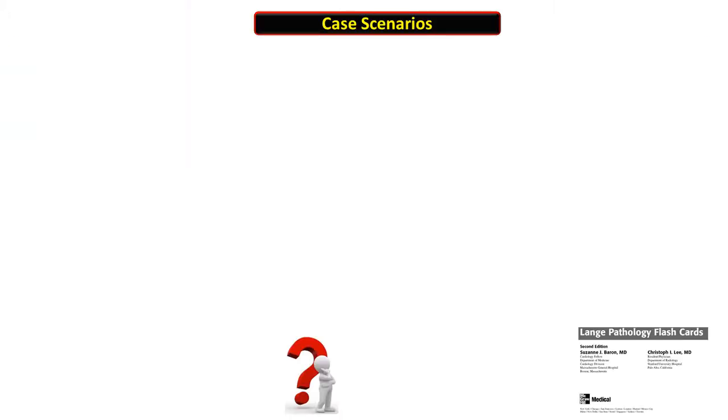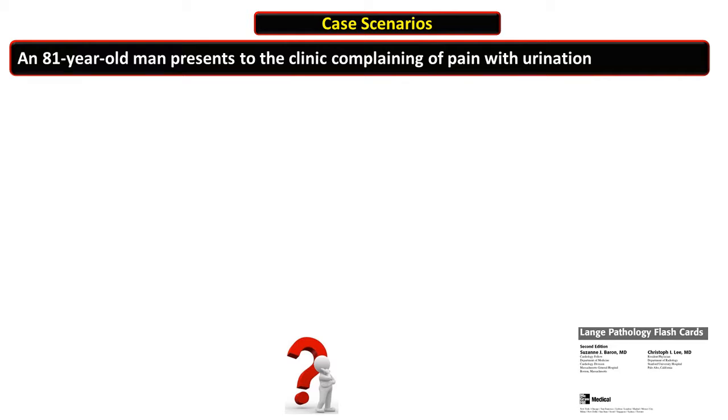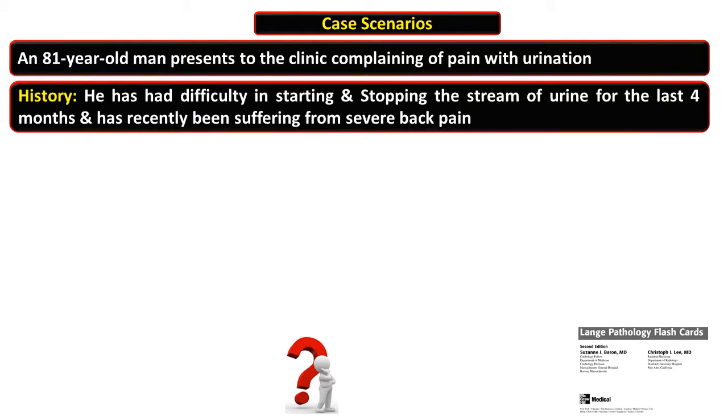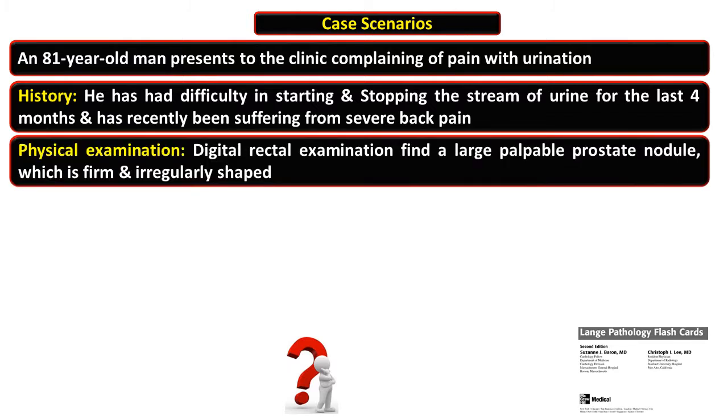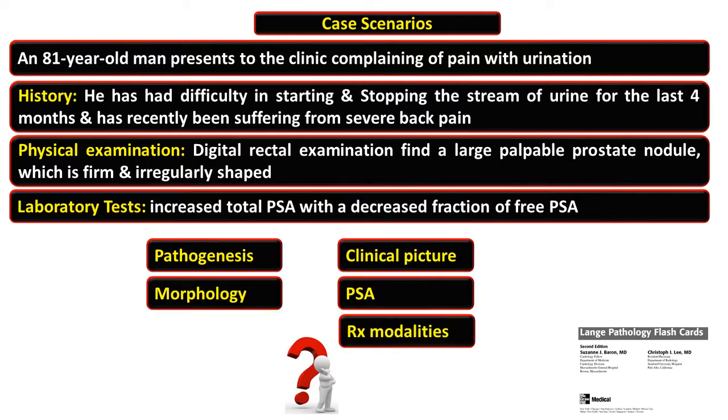So this discussion on prostate carcinoma gives an answer to our clinical scenario that we discussed at the start of this lecture, in which an 81-year-old man presented to the clinic complaining of pain with urination, and he had difficulty in starting and stopping the stream of urine for the last 4 months and has recently been suffering from severe back pain. The per-rectal digital examination revealed a large palpable prostate nodule which is firm and irregularly shaped, and laboratory tests revealed increased total PSA with a decreased fraction of free PSA. So this picture is probably of prostatic carcinoma. Obviously you need further confirmation by biopsy and other tests to see the status of this disease.